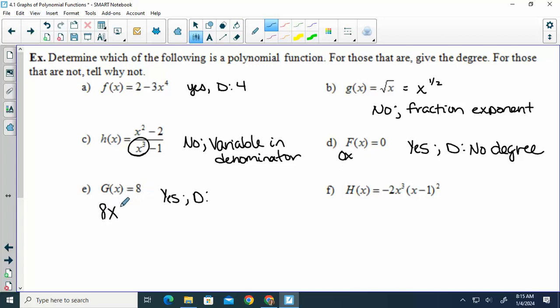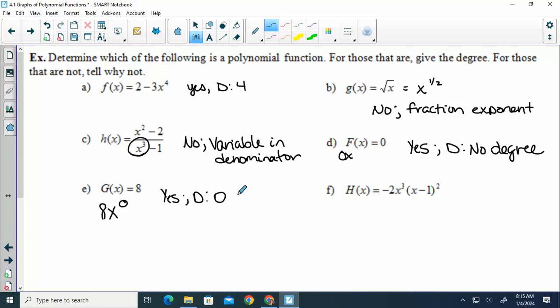So what power of x would have to be here so that anything to the 0 power becomes 1? So this one has a degree of 0. Another way of thinking about degree is just how many variables do you have? So if we have 8, there are no variables with that. We have 0 x's with that term.